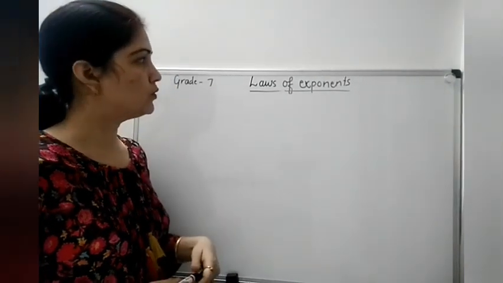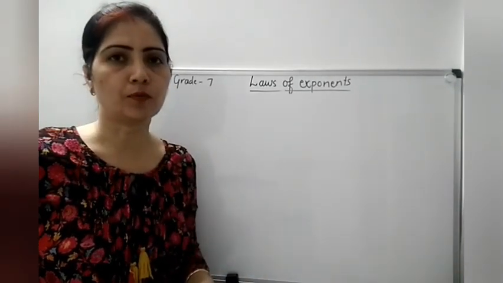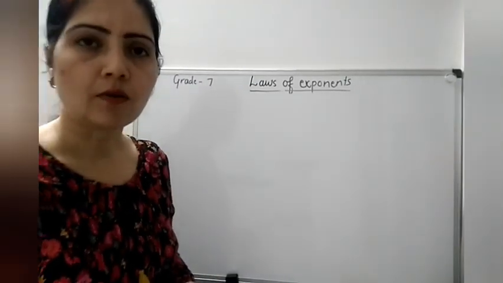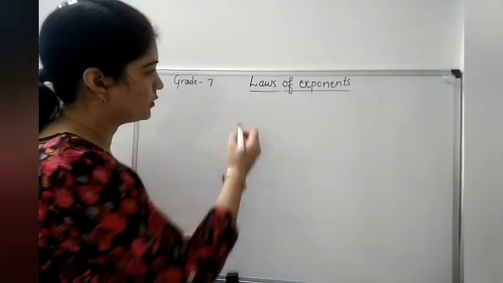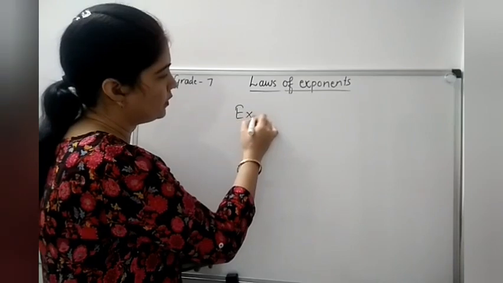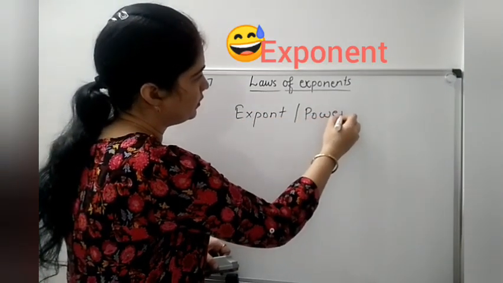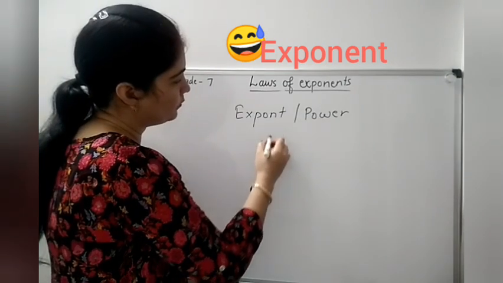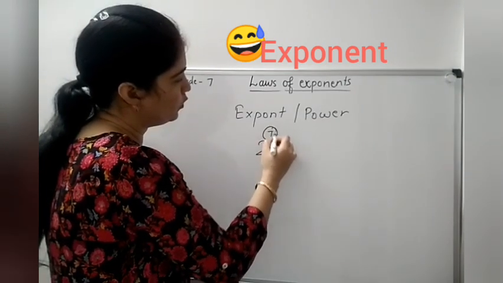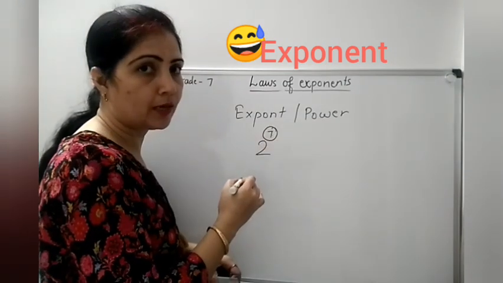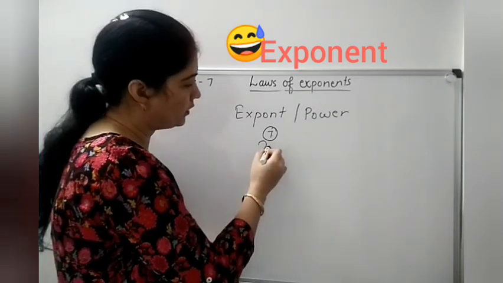So today we are going to see what are the different laws of exponents. But before learning the laws, we need to know what exponents are. Exponent, and the other word for exponent is power. Exponent is the number which tells you how many times you need to multiply that particular other number.